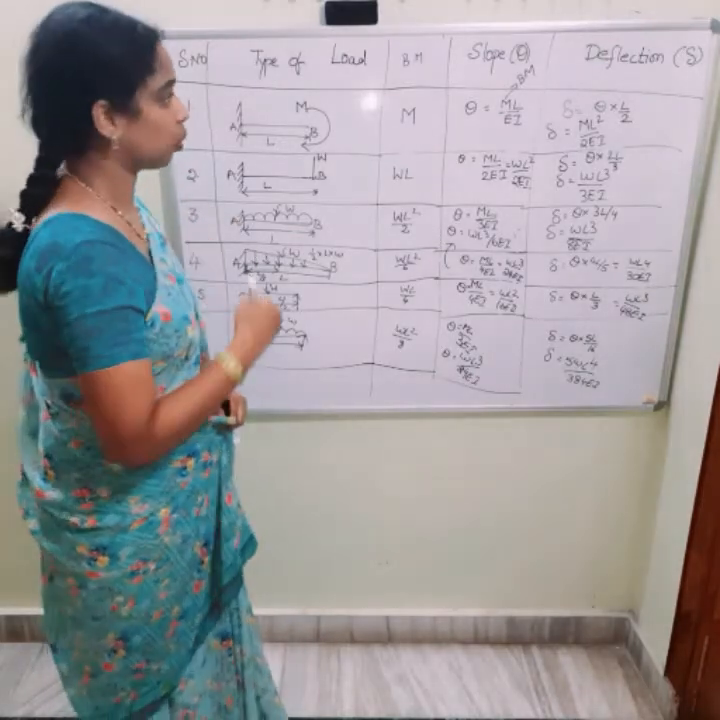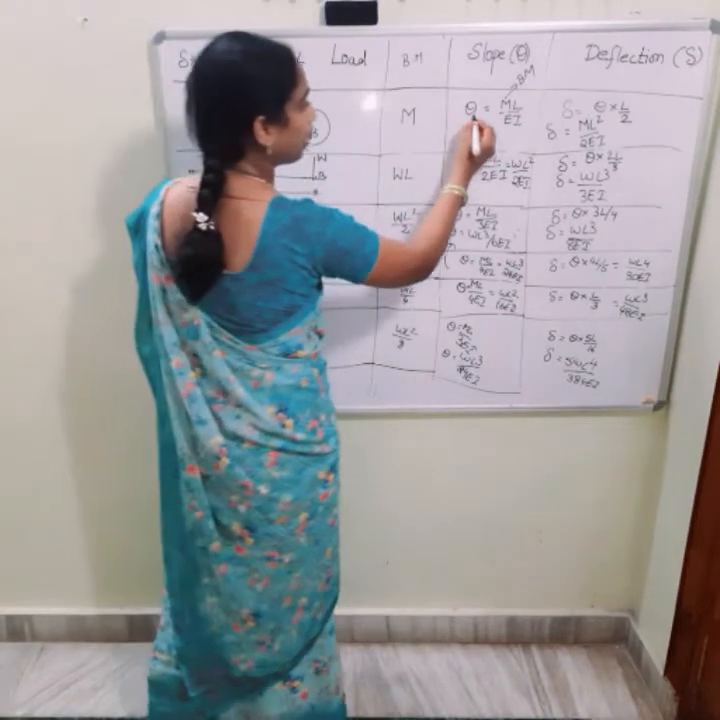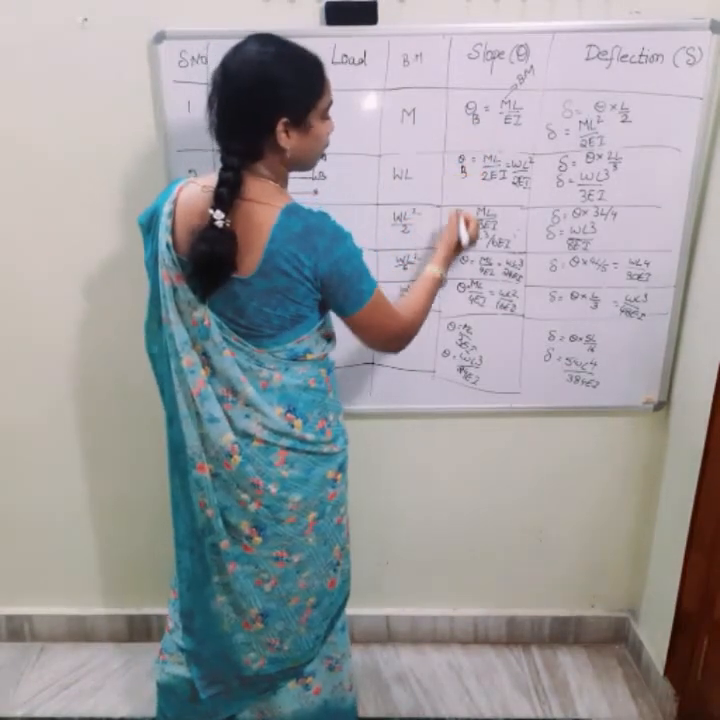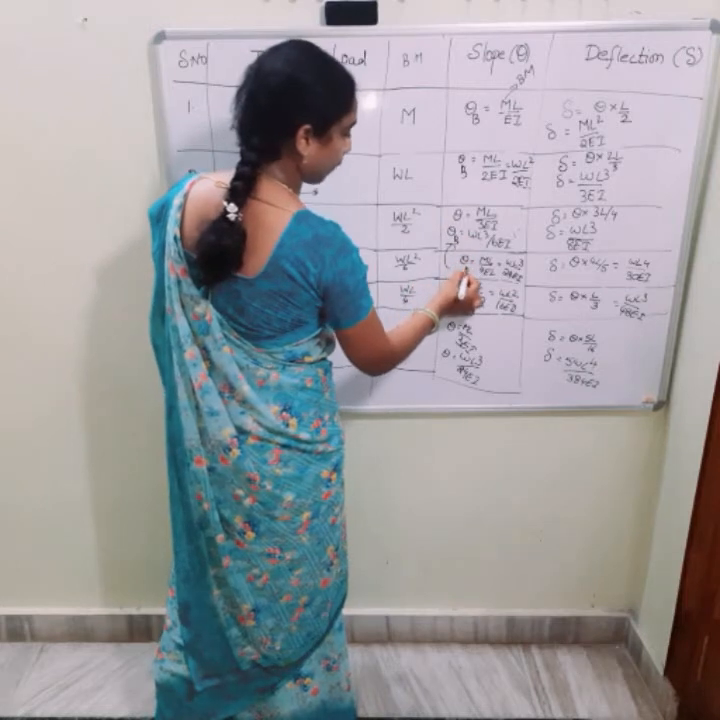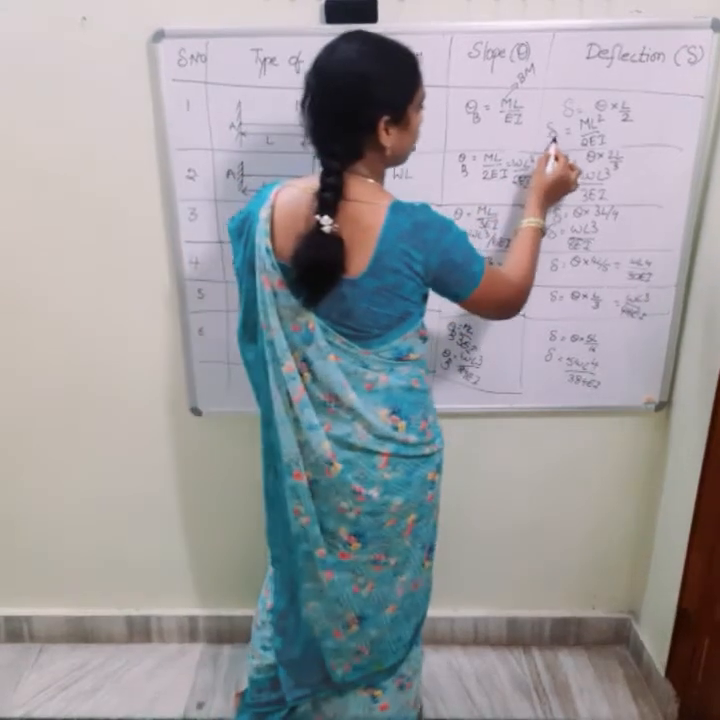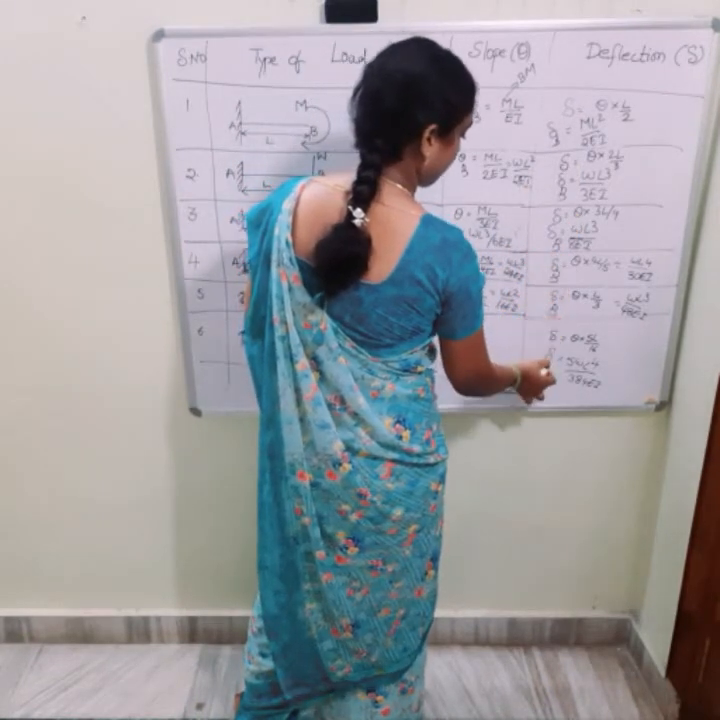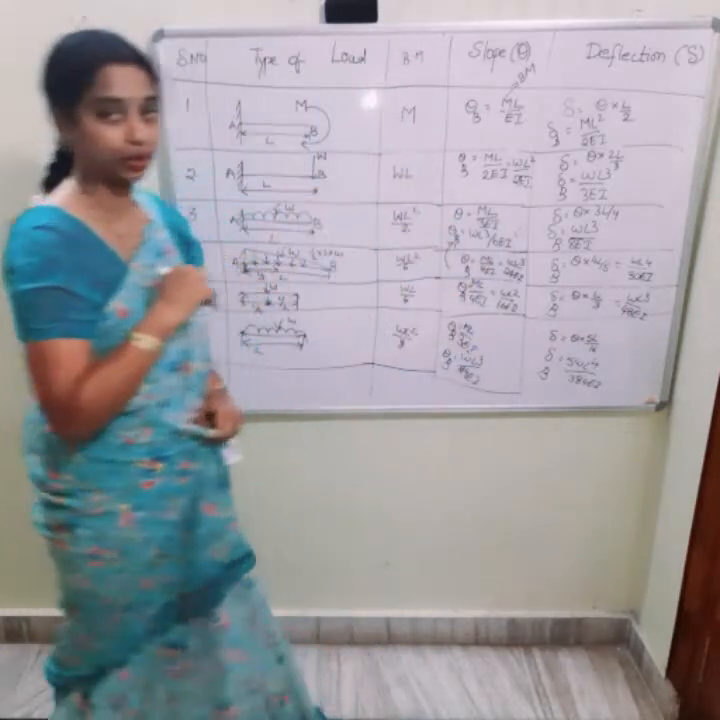Why I have told you this type of formula, see here. So, I am calculating the slope at B. Free end only, no? It is nothing but slope at B. Deflection is also at B only, free end. Right, deflection at B only.